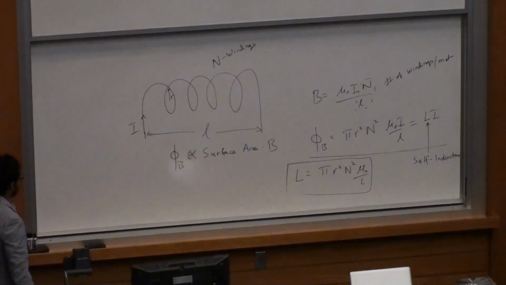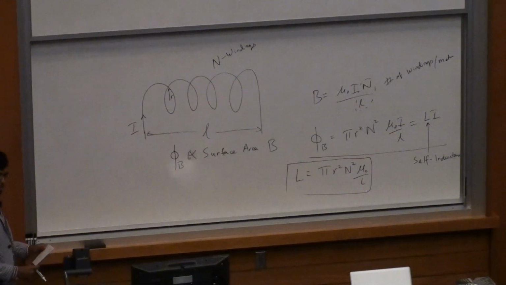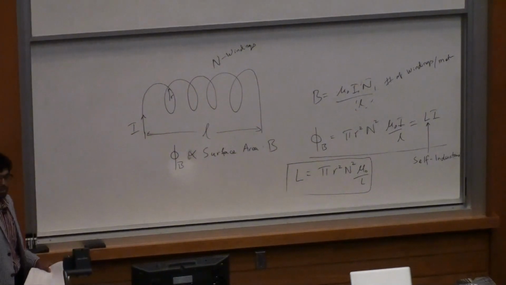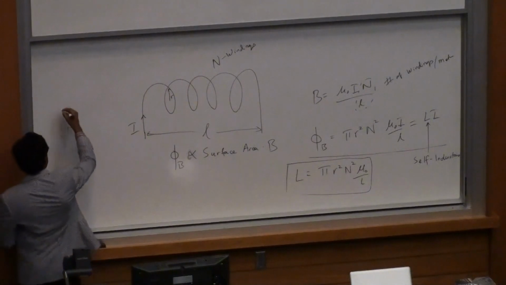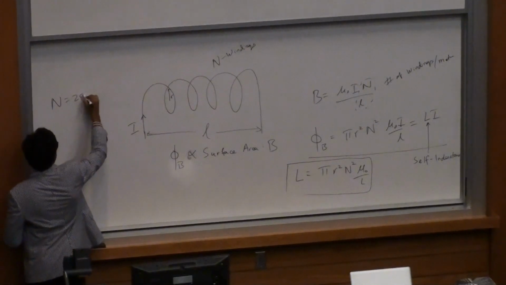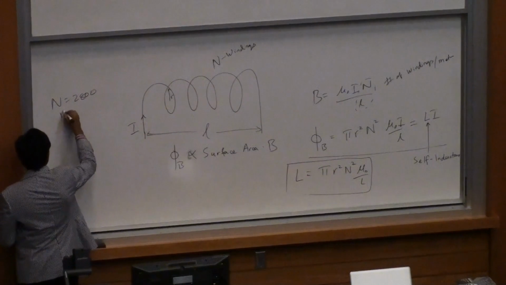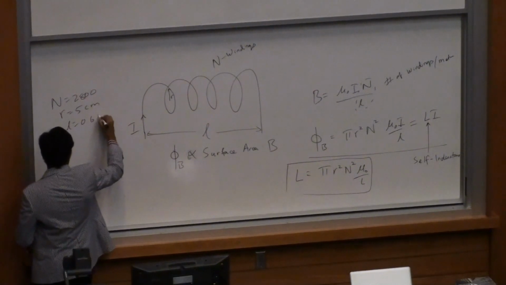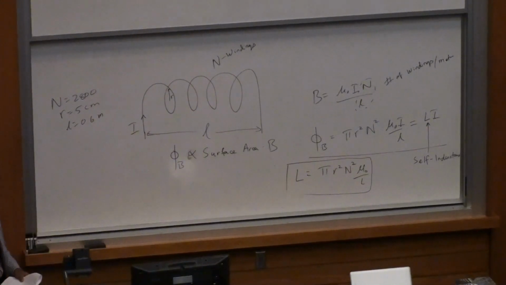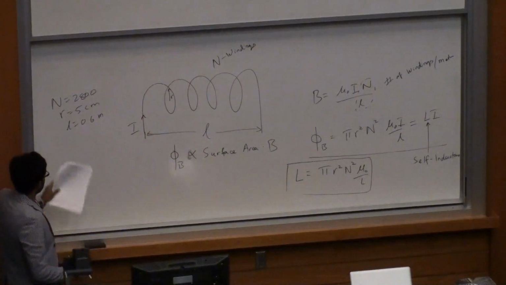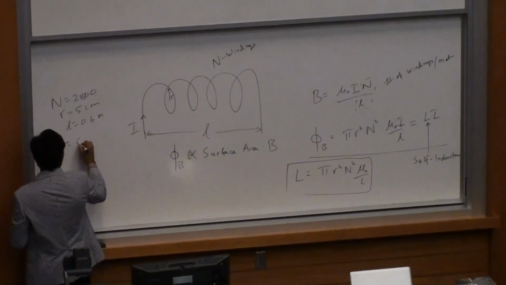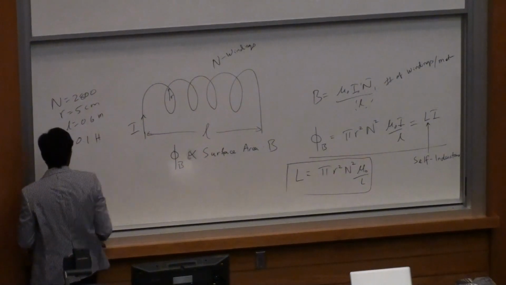Now let's put some numbers to this. We looked at an example before where we took N to be 2800 windings for the solenoid. The radius for this is 5 centimeters, and the length is 0.6 meters. This is actually a common solenoid that they use in industry, and this is precisely the example we looked at last time. So if I plug in the numbers, I get L is 0.1 henries.